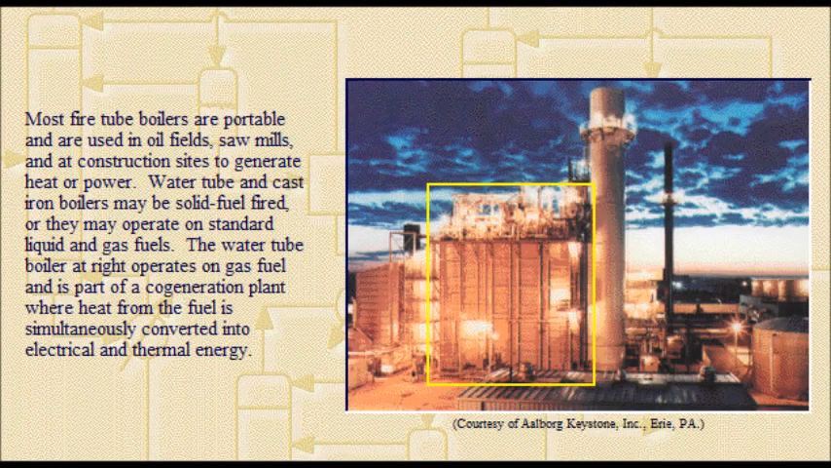Most fire tube boilers are portable and are used in oil fields, sawmills, and at construction sites to generate heat or power. Water tube and cast iron boilers may be solid fuel fired, or they may operate on standard liquid and gas fuels. The water tube boiler at right operates on gas fuel, and is part of a cogeneration plant, where heat from the fuel is simultaneously converted into electrical and thermal energy.